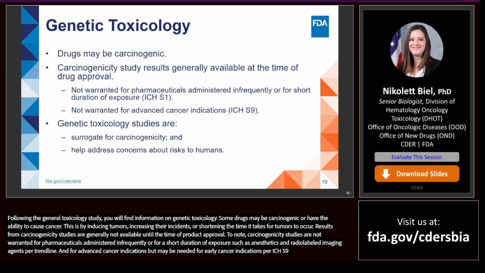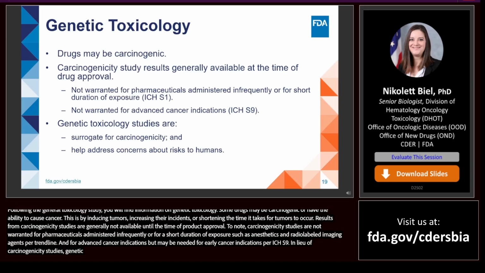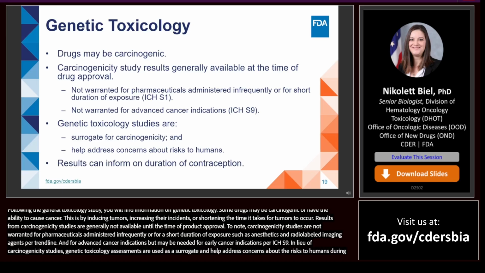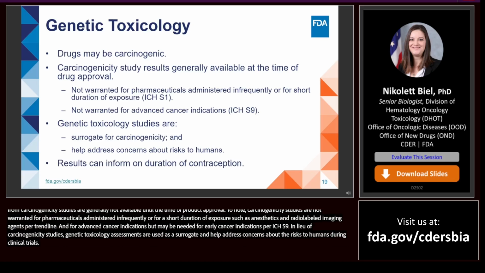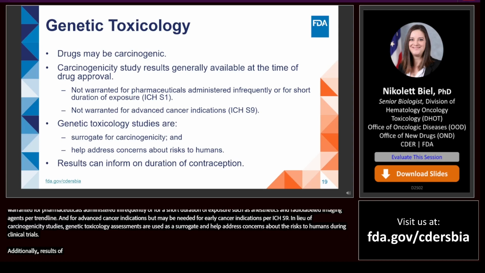In lieu of carcinogenicity studies, genetic toxicology assessments are used as a surrogate and help address concerns about the risk to humans during clinical trials. Additionally, results of genetic toxicology studies can inform on the duration of contraception.